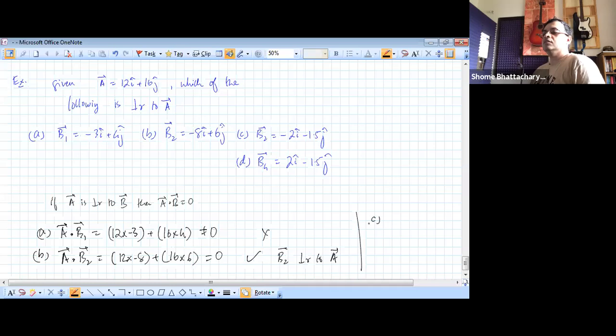Similarly, you will see that in the third case, E dot B3 is not equal to 0. You do the calculation and you will see. And same for the fourth case. The dot product will not be 0.